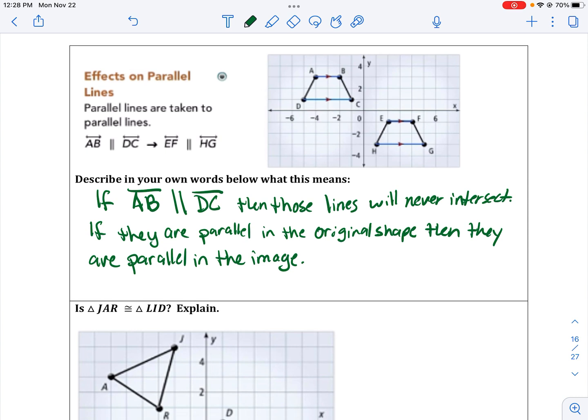Also with parallel lines, if line segment AB is parallel to line segment DC, then those lines will never intersect. And if they are parallel in the original shape, then they will be parallel in the image as well. This all goes with being congruent. So again, if two shapes are congruent, everything about them is the same.